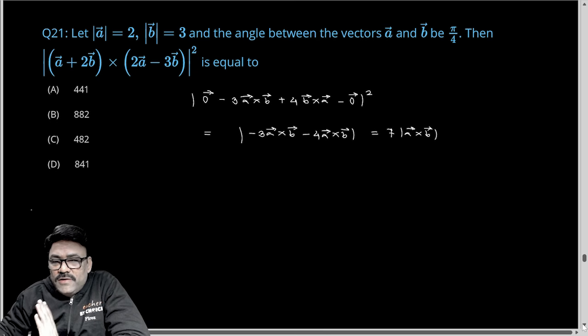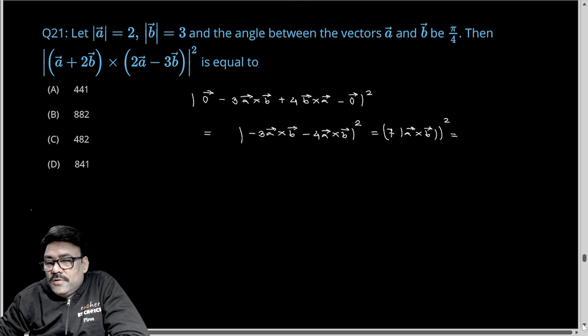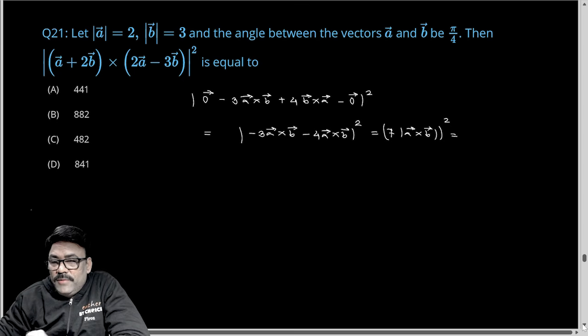In fact, you are getting minus 7 times A cross B inside the mod. But since you are taking mod, minus 7 or plus 7 doesn't matter. And mod of A, in fact, you have a square also here. So mod A cross B is what? AB sine theta. So it is 7 square, 49.